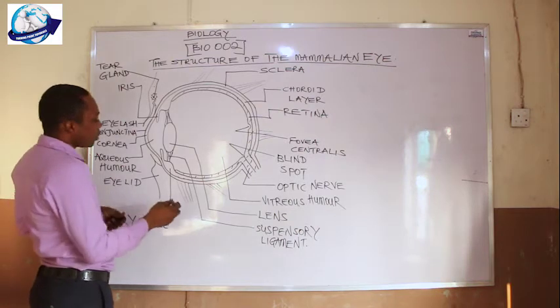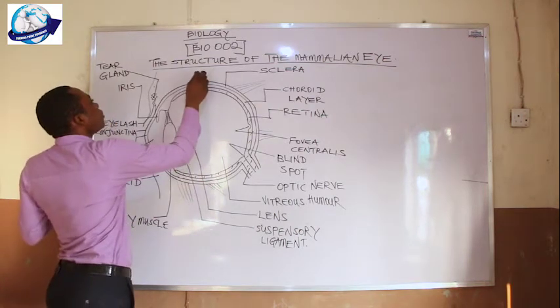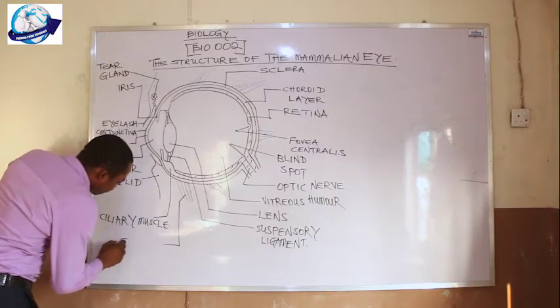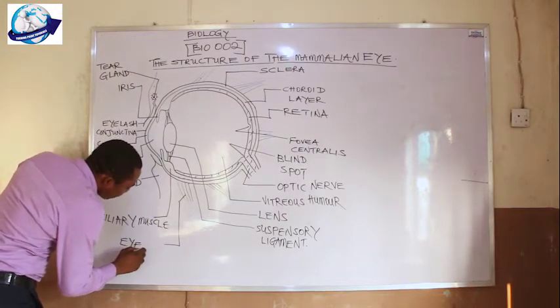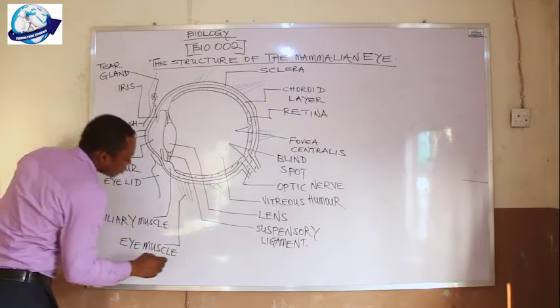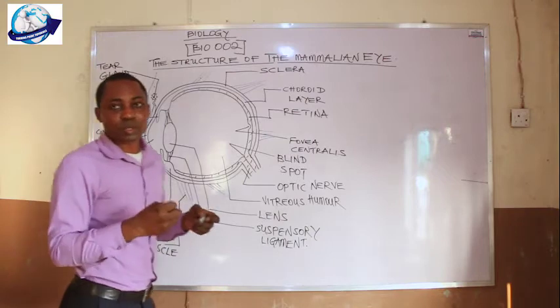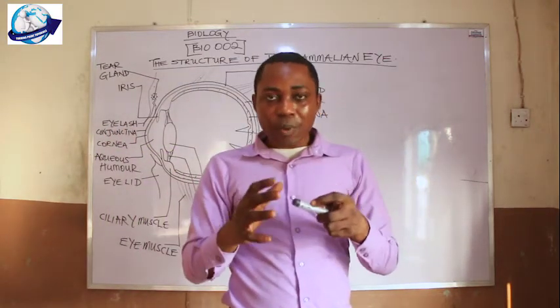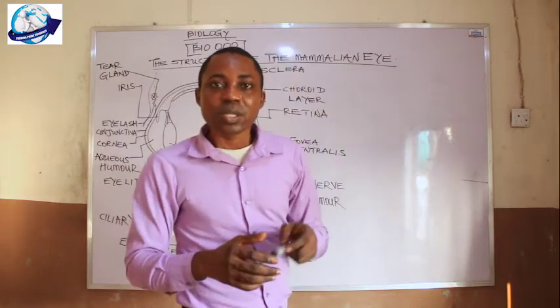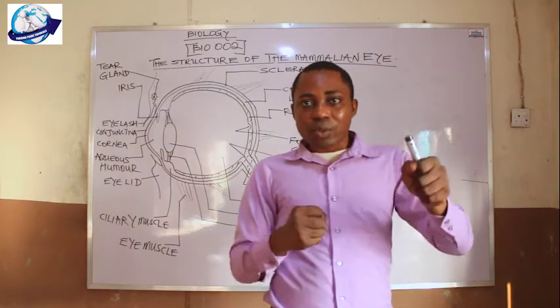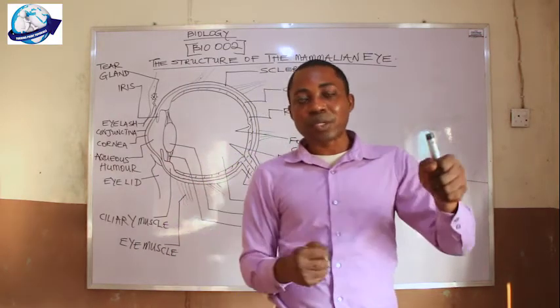Then there's another one called the eye muscle. What should we know about the eye muscle? There are about six strong eye muscles connecting the eyeball to the eye socket. The eye muscles help to hold the eyeball in position, rotating it from one direction to another direction.